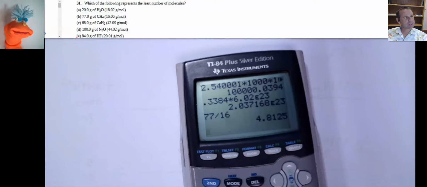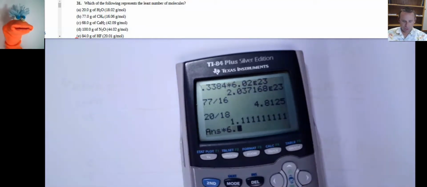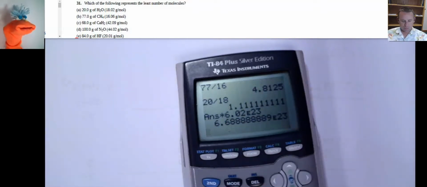68 divided by 42, 100 divided by 44, 84 divided by 20. I guess the first one because the numbers are the closest together, right? Yeah, that makes sense. So which of the following represents the least number of molecules? A represents the least number of molecules because it's 20 divided by 18, that many moles, times 6.02 times 10 to the 23rd. So that's 6.6 times 10 to the 23rd molecules. Okay. Good stuff.